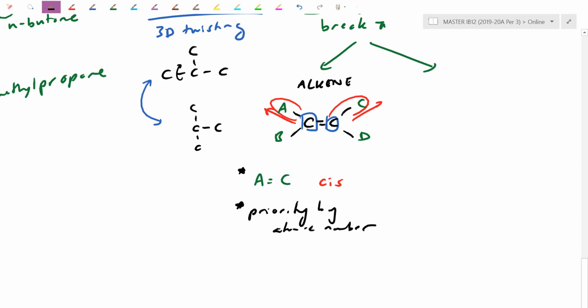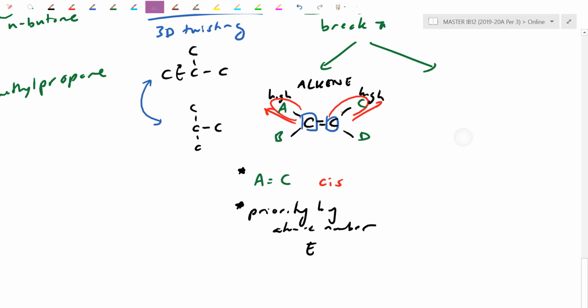And basically, the higher priority group, even though A may not necessarily be the same grouping as C, if this is the higher atomic number and this is the higher atomic number, if both of them are on the high side, we instead call it the E. That was from the German Entgegen. Entgegen means the same side. Cis also meant the same side. Usually cis is going to be E, but we saw a compound or two that actually differs from that.